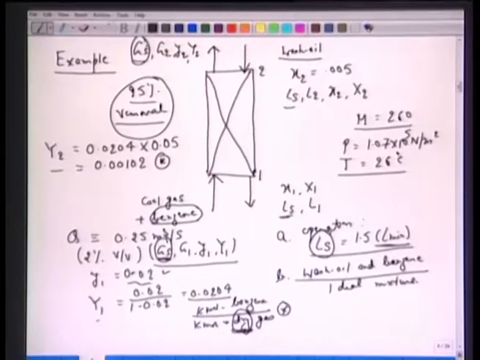So now we know Y2, we know Y1. Small x2 is given, 0.005 mole fraction. The wash oil is not pure, it contains a very small amount of benzene. We will talk about this in the next example, but let us find out capital X2 here. Capital X2 would be 0.005 over 1 minus 0.005, on a solute free basis, and this would be 0.00503.